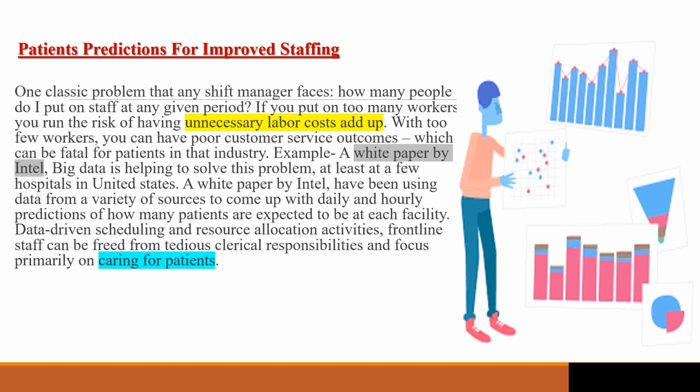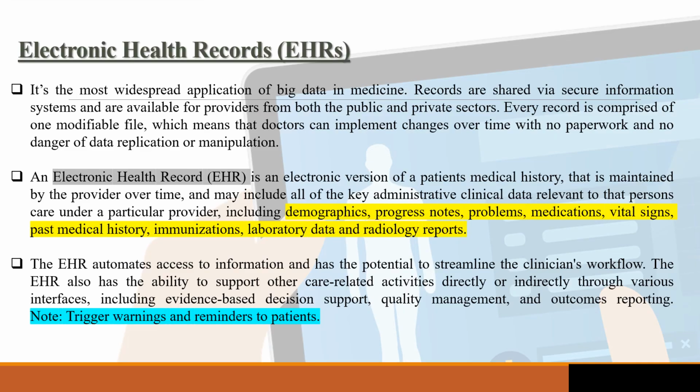And that is why big data analytics helps in solving this problem, at least for a few hospitals in the United States. A white paper by Intel describes using data from a variety of sources to come up with daily and hourly predictions of how many patients are expected to be at each particular facility. With data-driven scheduling and resource allocation, frontline staff can be freed from tedious clerical responsibilities and focus primarily on taking care of the patients.